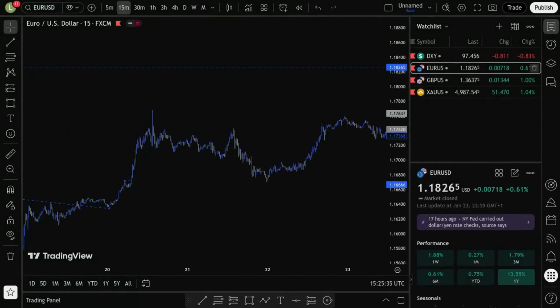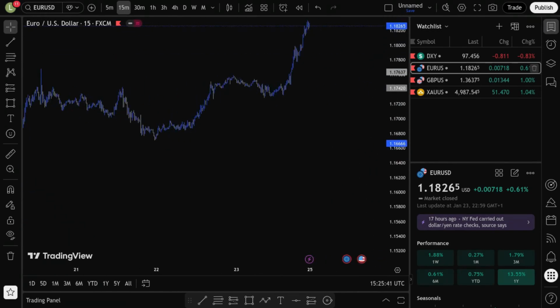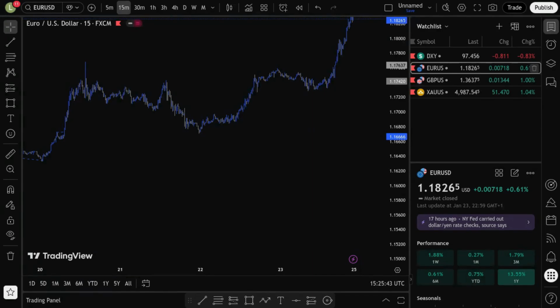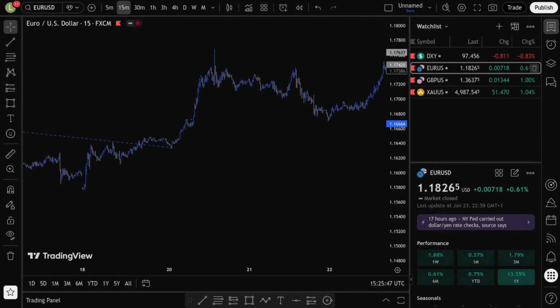So there are a lot of examples of smart money concept right here in the chart. You can keep searching all day long and you will keep finding more and more examples of smart money concept.